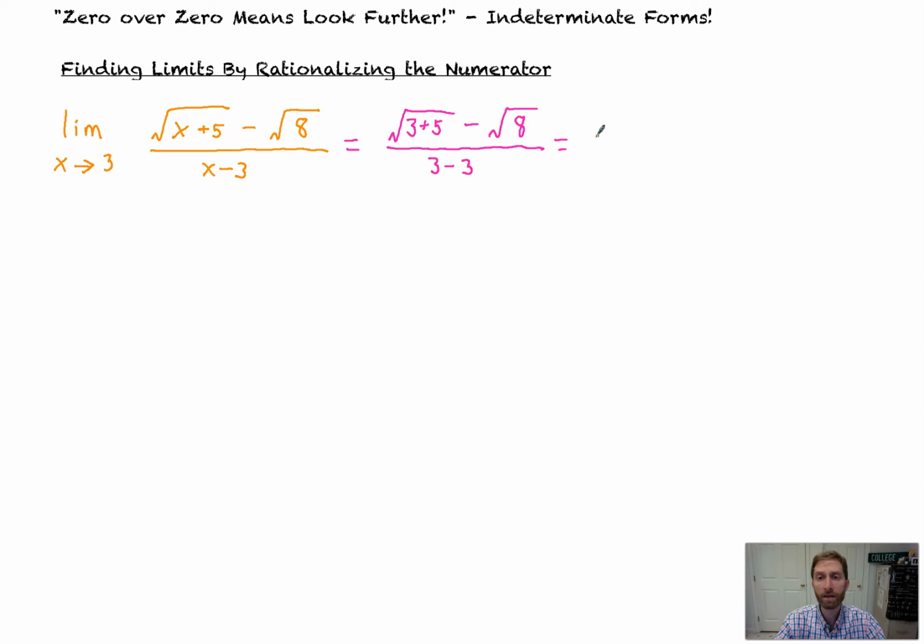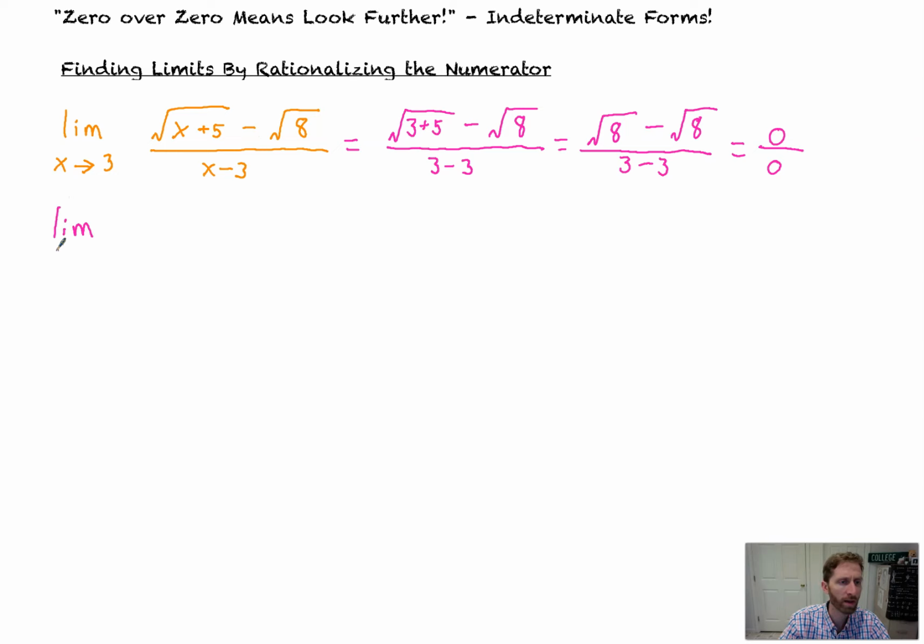Well, 3 plus 5 is 8, of course. The square root of 8 minus the square root of 8 all over 3 minus 3. And that simplifies down to 0 over 0. And if you haven't seen me do this already, what I like to say is, if you get 0 over 0, look further. This, again, is the indeterminate form. And so there is something we can do to manipulate this limit so that we can actually find it analytically. So what is that thing that we need to do?